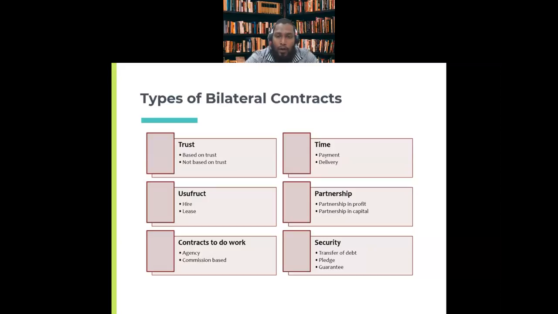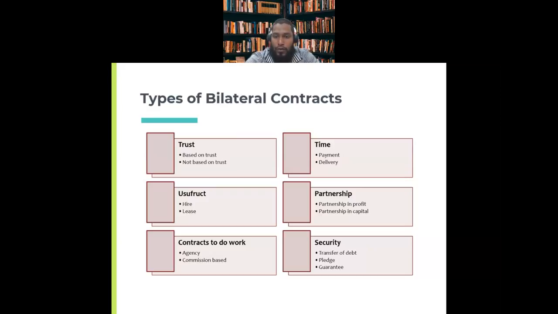But sometimes the contracts are divided based on the time of delivery or time of payment. The basic contract is that both the price and the delivery of the commodity should be on the spot. But if the payment is deferred, then the contract is called muajjal or bithamanin ajil. But if the delivery is deferred, then the contract is called either salam or istisna. And then in terms of usufruct, there are contracts like ijara, which is a lease, or al-ijara muntahiya bitamlik, lease ending with ownership.